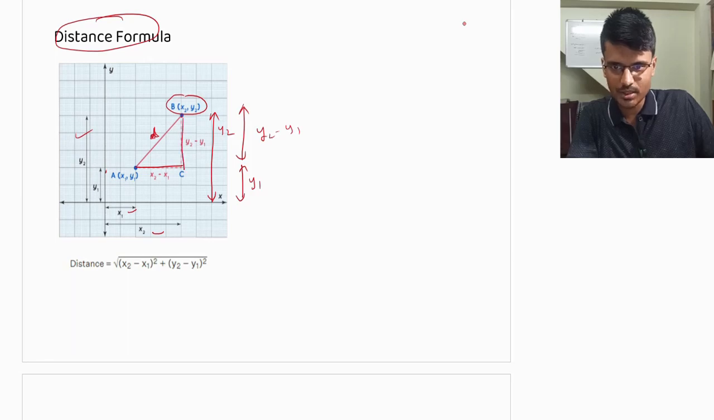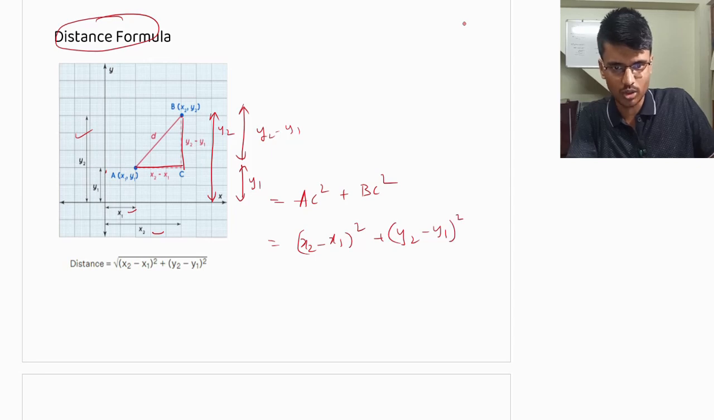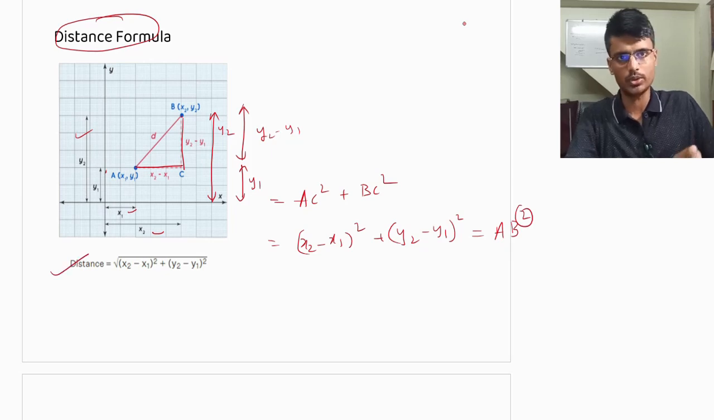So using the Pythagoras property, we can find out AB. AB square is AC square plus BC square. AC is x2 minus x1 whole square plus y2 minus y1 whole square. This is equal to AB square. Okay, Pythagoras. If I remove this square, I'll get this formula. So you should remember this formula. It is a very important formula.